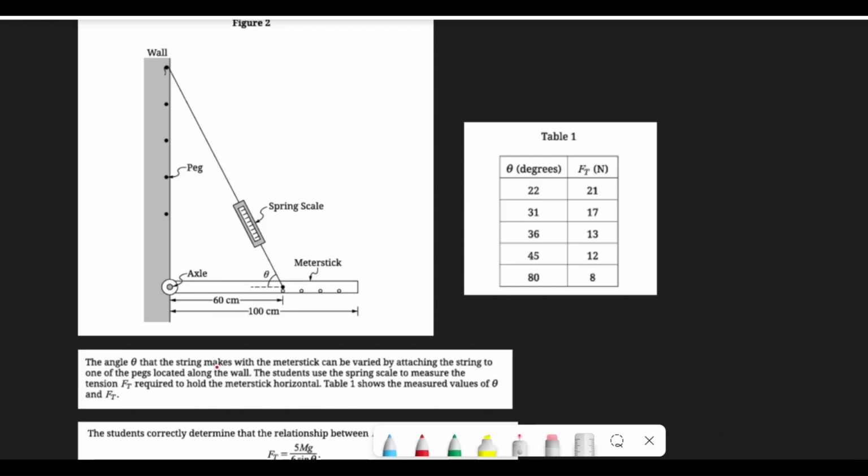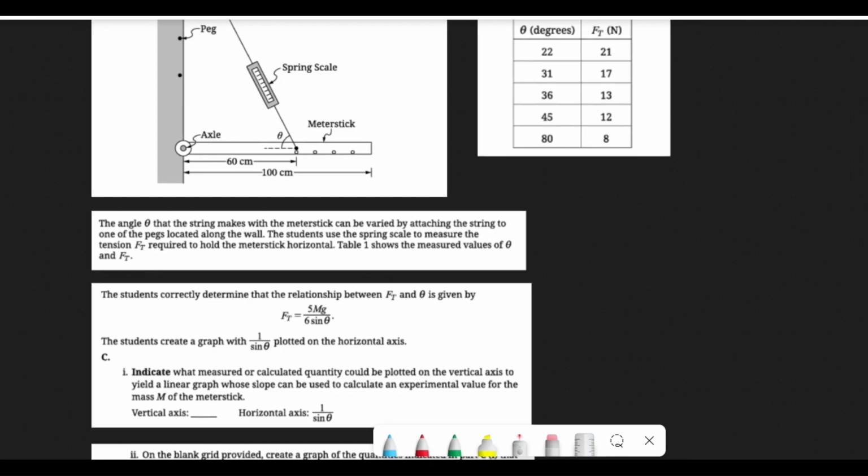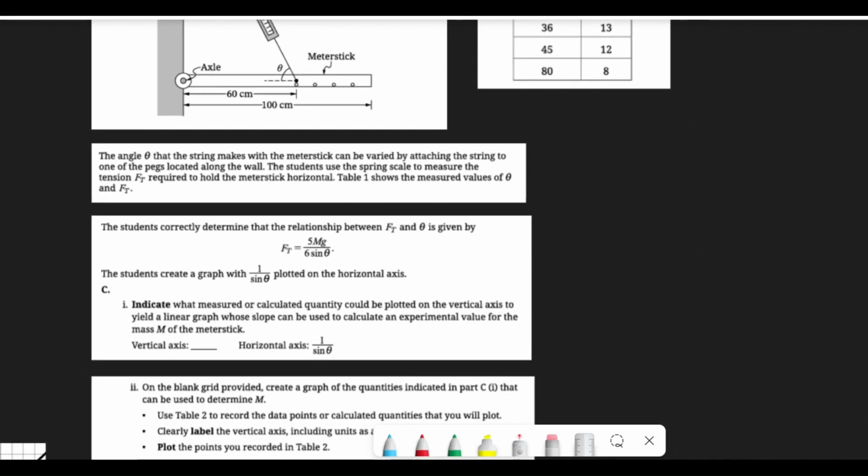So the angle theta that the string makes with the meter stick can be varied by attaching the string to one of the pegs along the wall right here. And the students use the spring scale to measure the tension required to hold the meter stick horizontal. So the meter stick stays horizontal. And they give us a table with a bunch of different measured values for theta and for the tension in the string. So the problem continues. It says the students correctly determine the relationship between Ft and theta is given by this equation right here, and they tell us that it's the correct relationship.